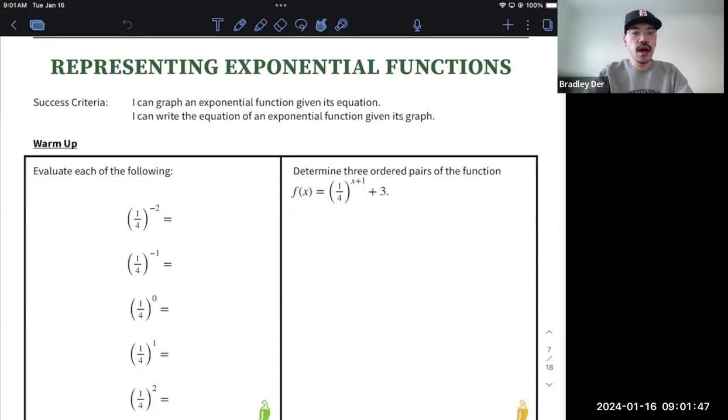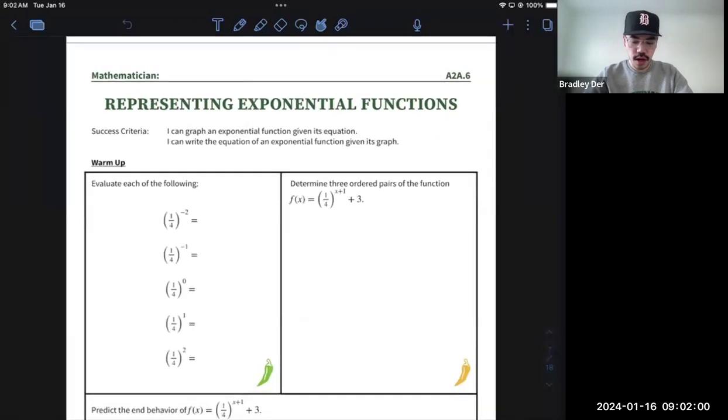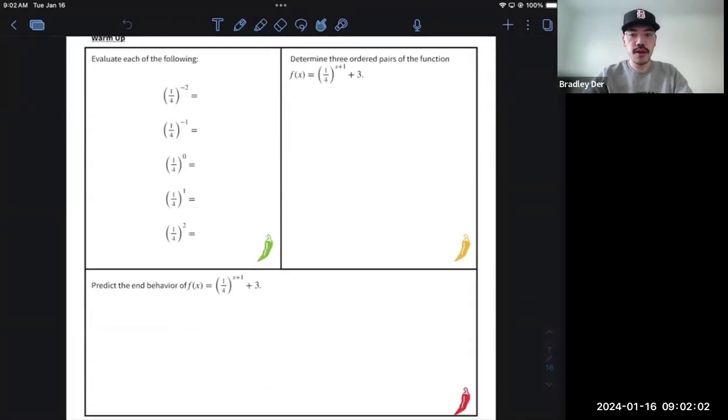All right, hi everyone. So if you're watching this, it's the morning of January 16th. Hopefully you've read the instructions for the e-learning work. It's basically just gonna be the first two pages of the notes for days 5 and 6. So first page looks like this.